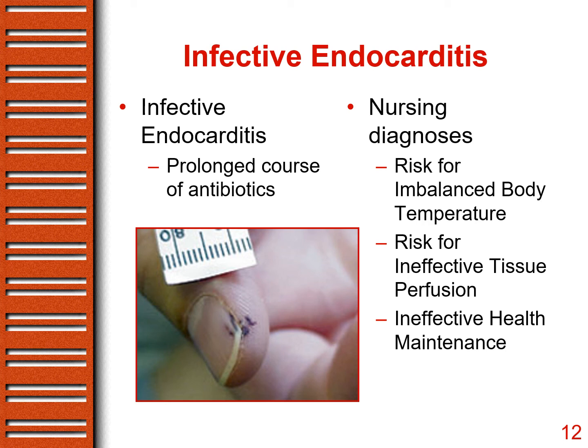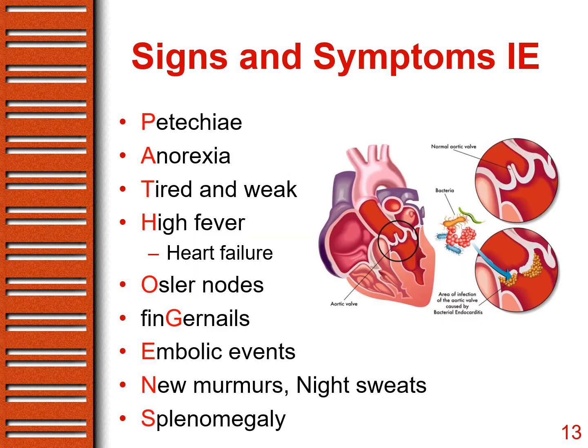Nursing diagnoses involve risk for imbalanced body temperature because they get a fever, risk for ineffective tissue perfusion because we're having destruction of the cardiac valves and heart failure, and also ineffective health maintenance, especially regarding our IV drug user patients. So there are many signs and symptoms.